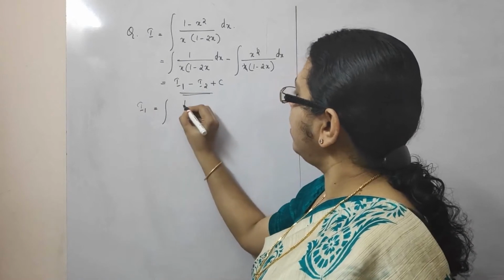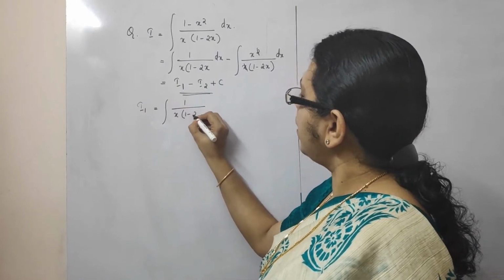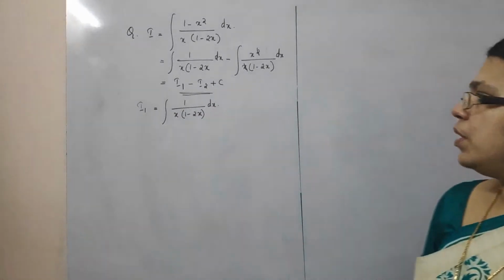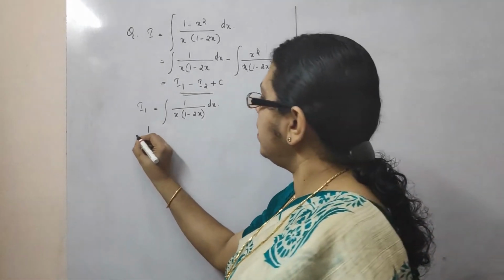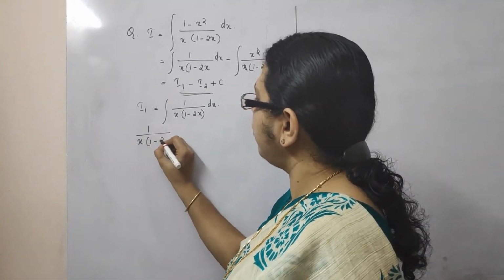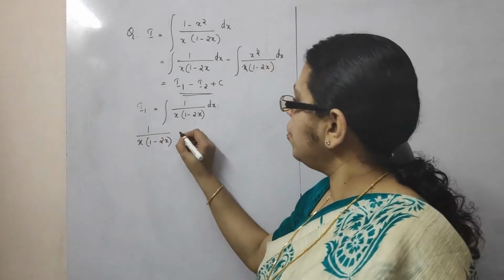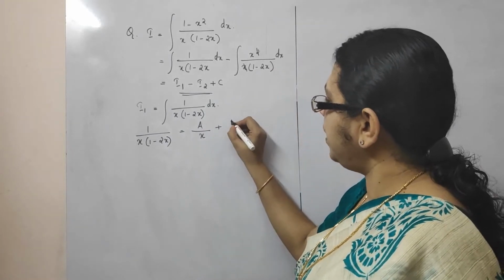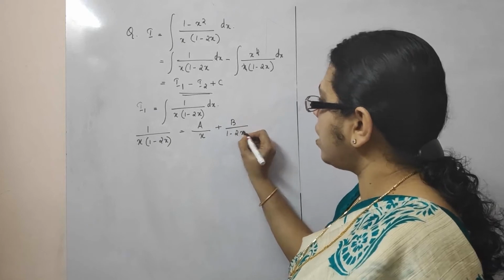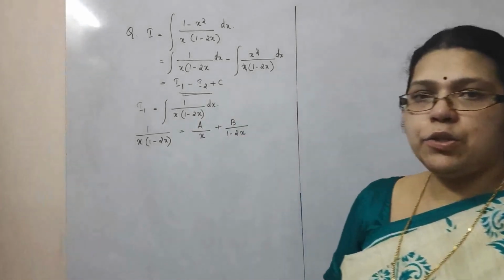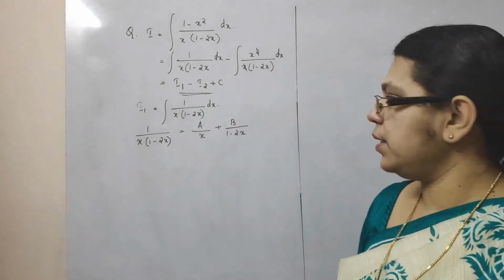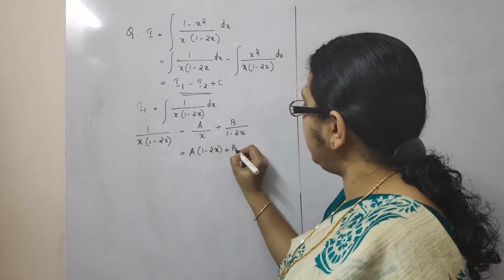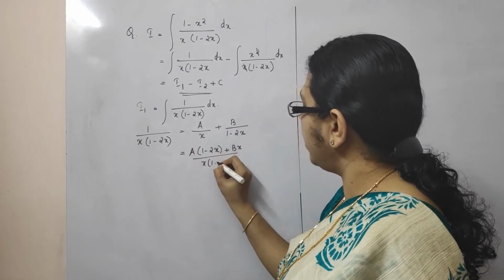What is I1? Integral of 1 by x into 1 minus 2x into dx. Okay. Now which form is this? If you look at it, you can understand that partial fractions is what I have to apply. This is a rational function, so I can write it as a by x plus b by 1 minus 2x, because the degree of the denominator is 2, so there are two constants here. So this is equal to a into 1 minus 2x plus bx by x into 1 minus 2x.